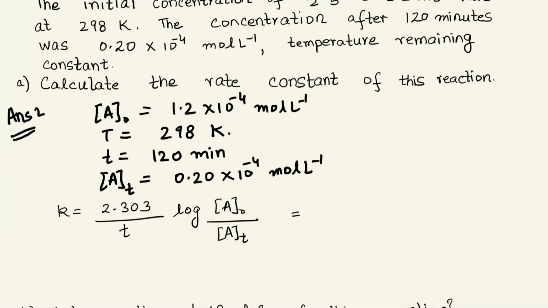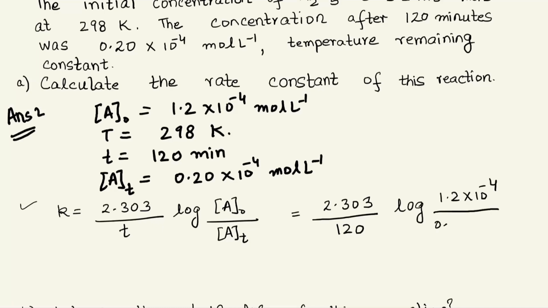So if you notice, our first and foremost step would be to jot down the formula and then go ahead with substituting the values. The time is given to you as 120 minutes, log of 1.2 into 10 to the power minus 4 divided by 0.20 into 10 to the power minus 4. Now, for those curriculums in which a calculator is allowed, it would be very easy.